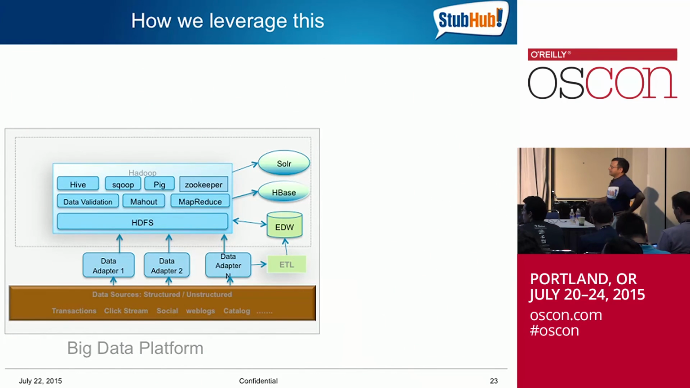Now, we have different data adapters that are created through configuration on top of that. Data is coming in: transactional data, clickstream, social, weblogs, catalog, you name it. We have lots of those sources coming in, and we have different configurations for them. The data gets ingested automatically on a daily basis to Hadoop HDFS right here. This is your Hadoop HDFS. And on top of that, of course, people use different flavors of analysis frameworks.